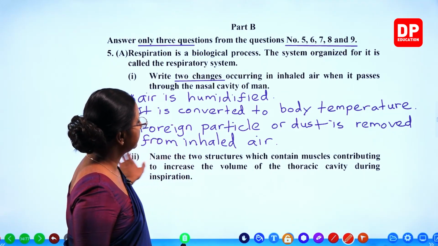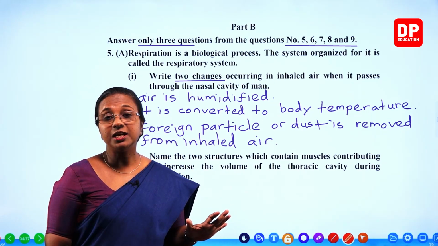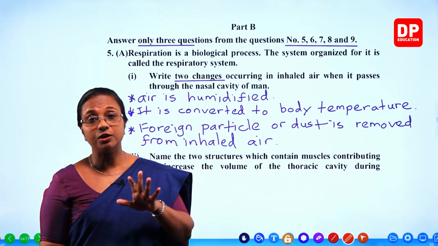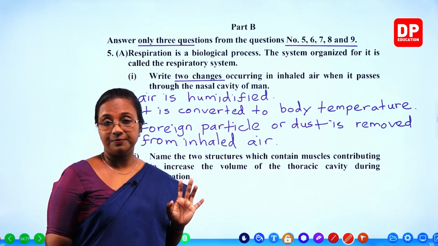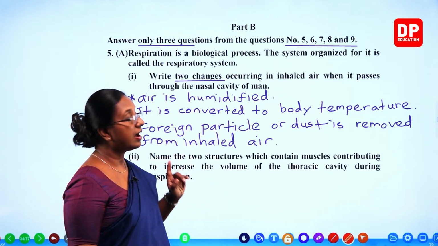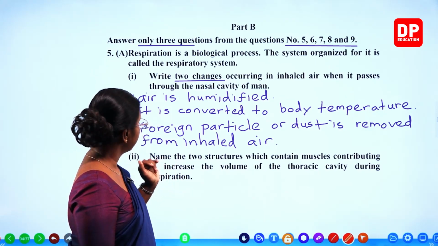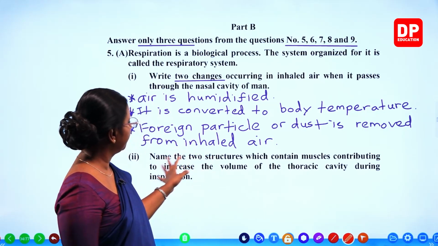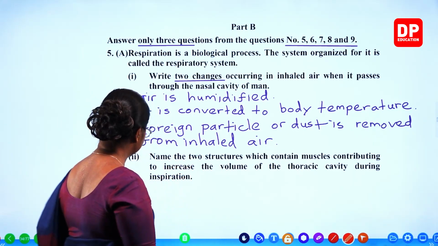Now just because it is a question where you write the answer in a booklet provided, you don't need to write in very much detail, or it doesn't have to be a long answer. Even for this, you can write it short like that. Humidifying of air or humidification of air, then converted to the body temperature, and also the foreign particles or dust is removed from inhaled air. So those are the changes taking place.